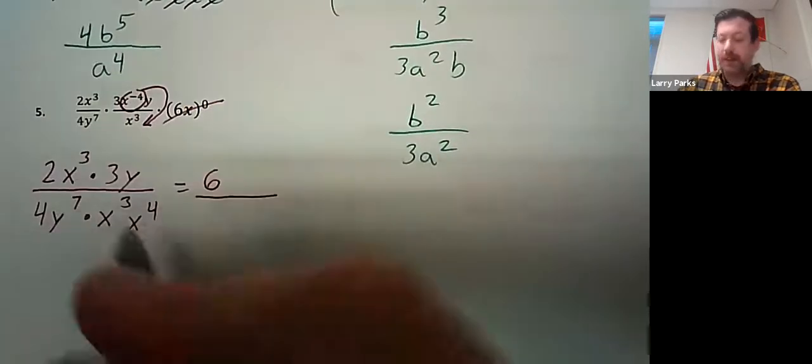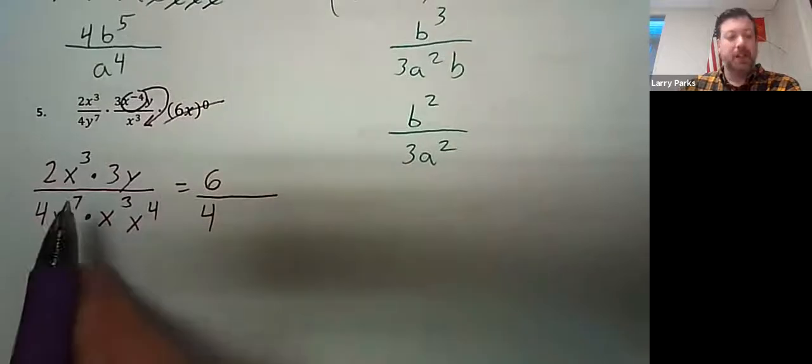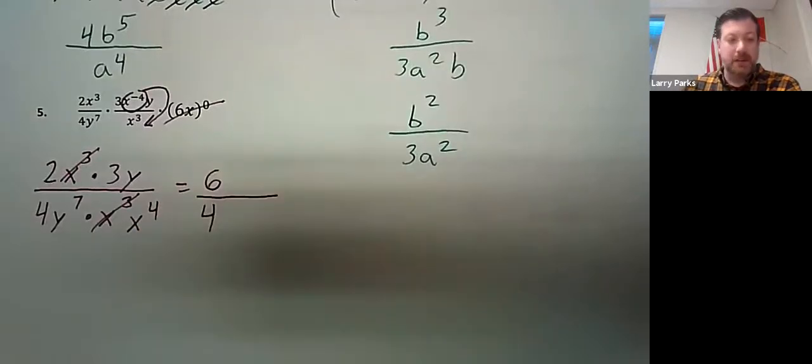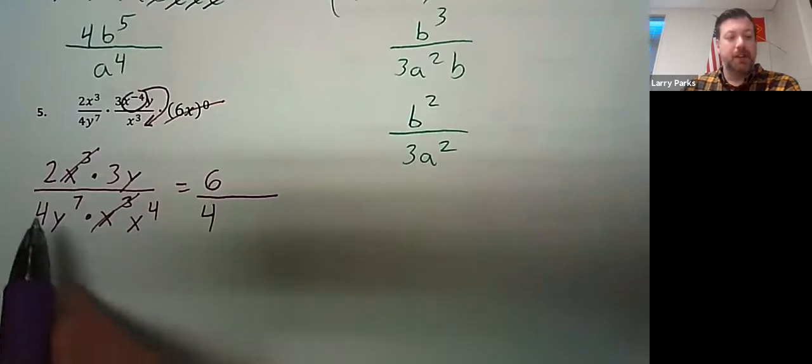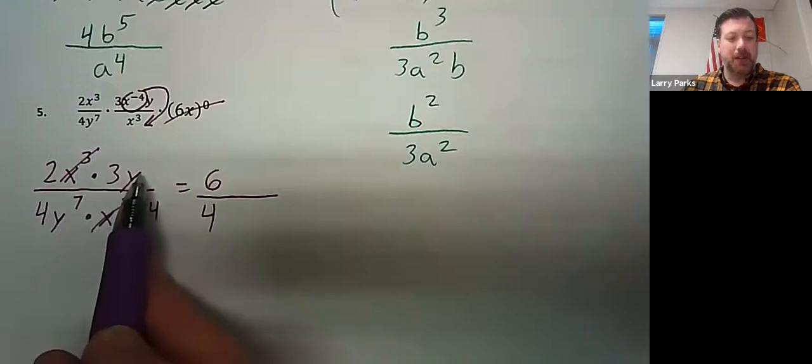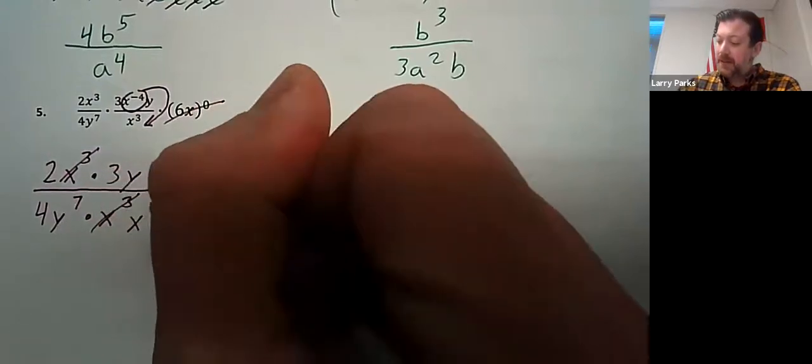And I'll leave the 4 down here. X cubed over x cubed, those go away. Already did 2 times 3, 6. For the y, 7 minus 1 is 6. So that'd be y to the 6 down here.